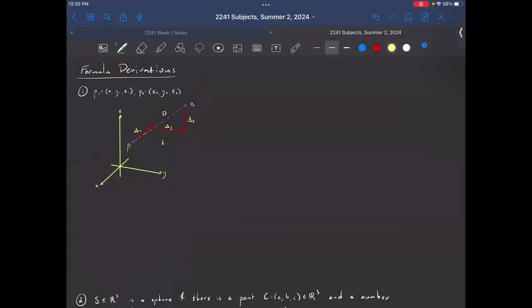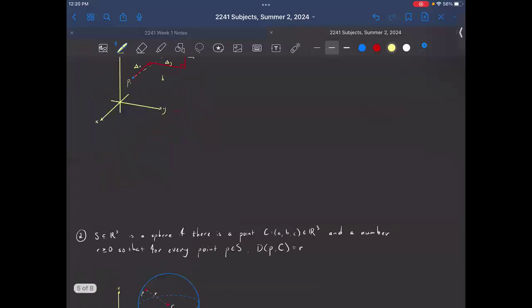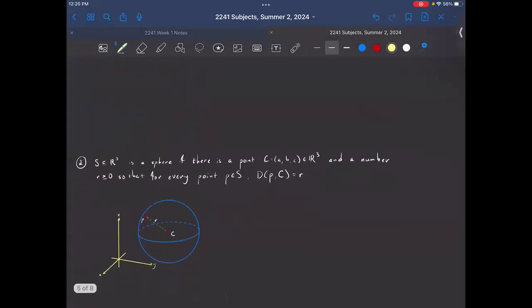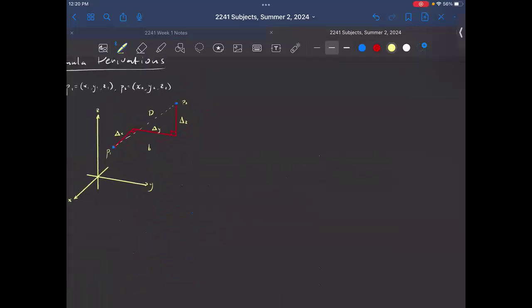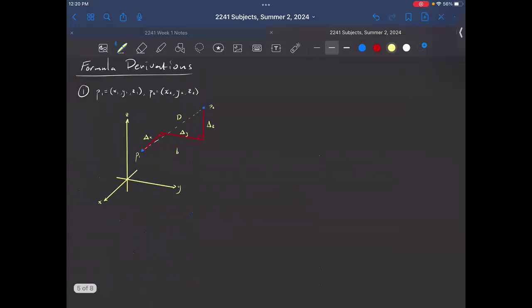Here is the explanation video for the formulas for section 1.1. We're going to go over the distance formula and the equation of a sphere. Note also that this is not a required video. It is simply there to help you understand the formulas a little better.